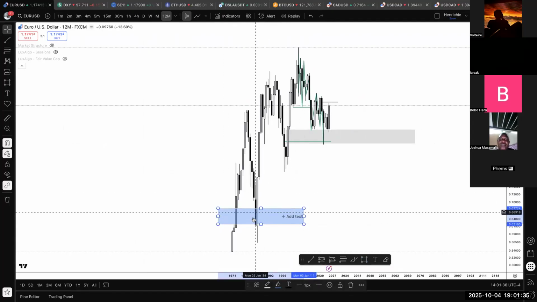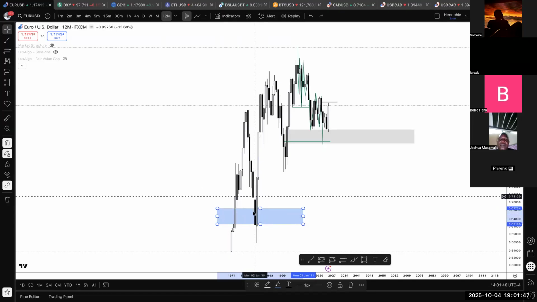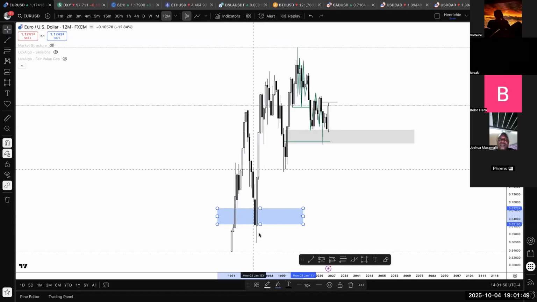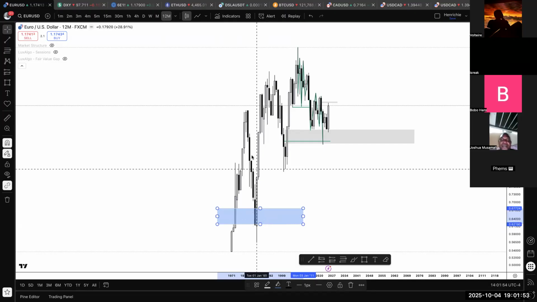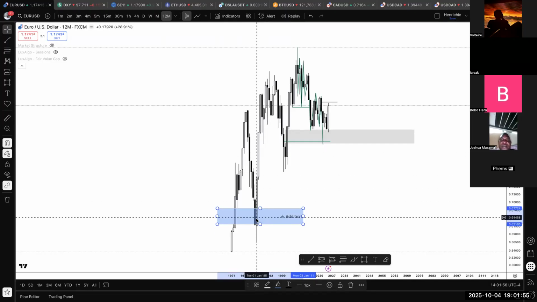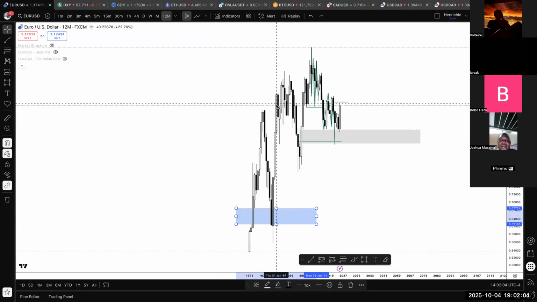And you can see in this location, this inefficiency acted as a draw on liquidity and it attracted price to the downside right here. So if you are on sales, you would have used this inefficiency as your take profit position. And if you are looking for a buy, you would have used this inefficiency as your entry position where you start looking for entries for buy opportunities.